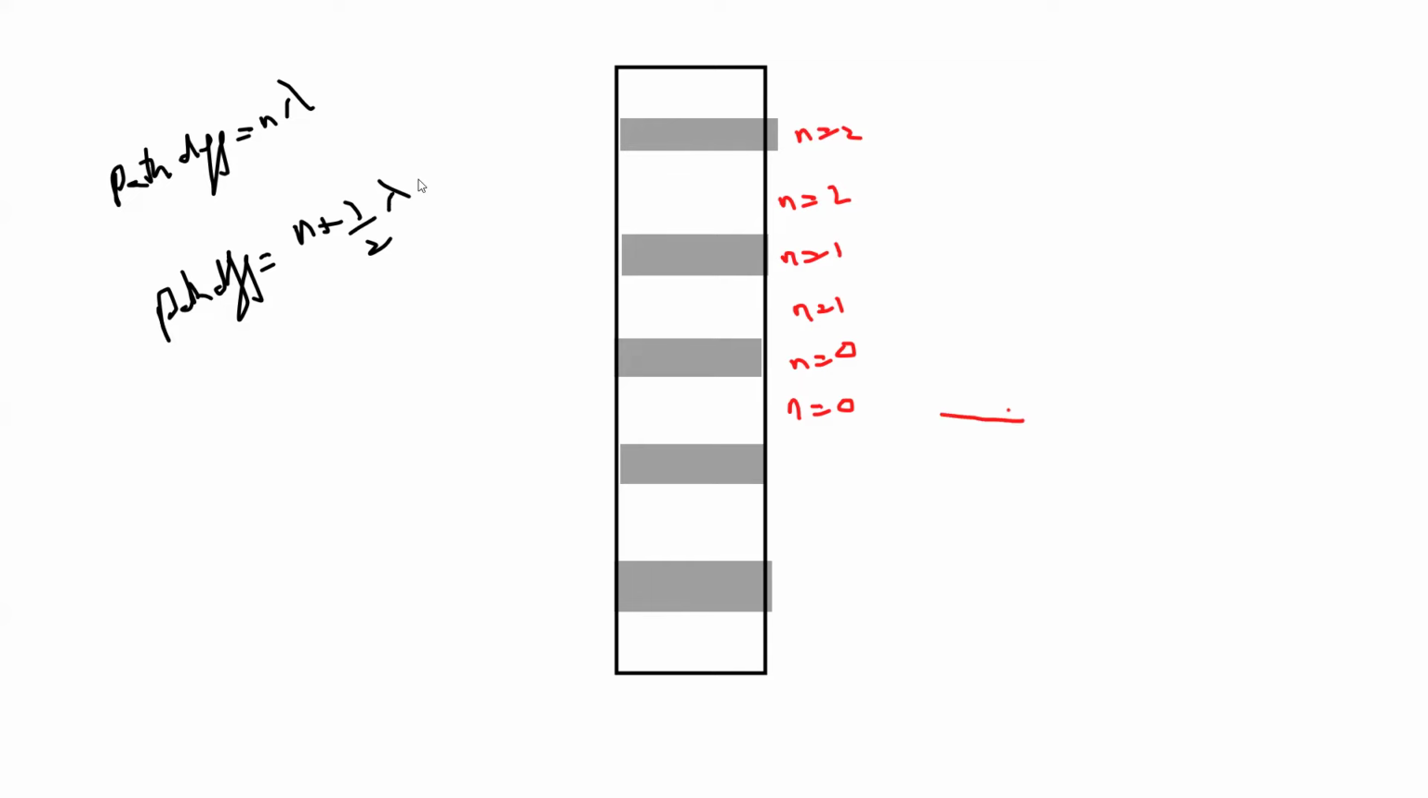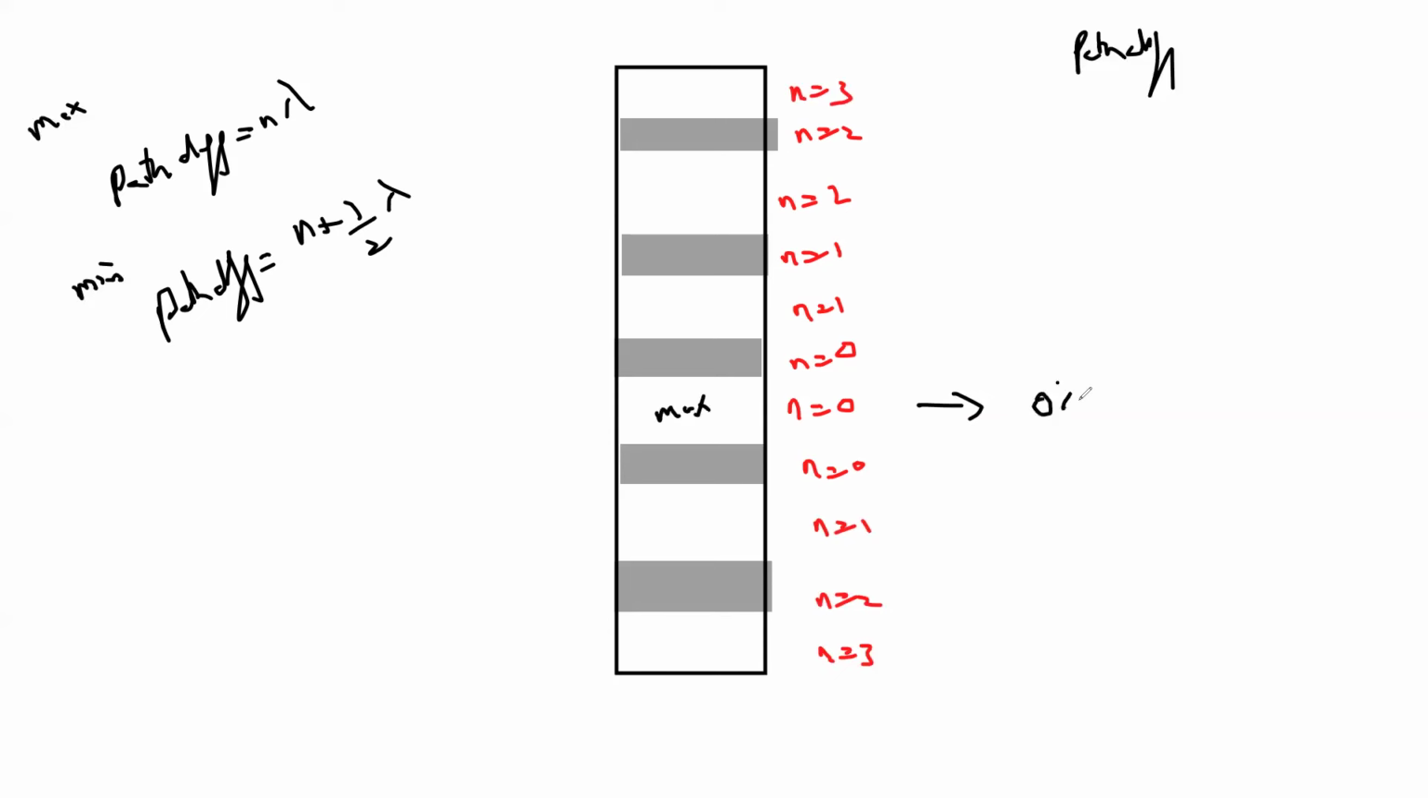And when you substitute, for example, same way, this will be zero, this n is equal to one, this n is equal to two, this n is equal to three, and so on. Now, when you substitute the path difference according to this n, for a maxima, we use n lambda, and for a minima, we use (n plus half) lambda. So for a constructive interference with a zero order image, the path difference is zero wavelength.